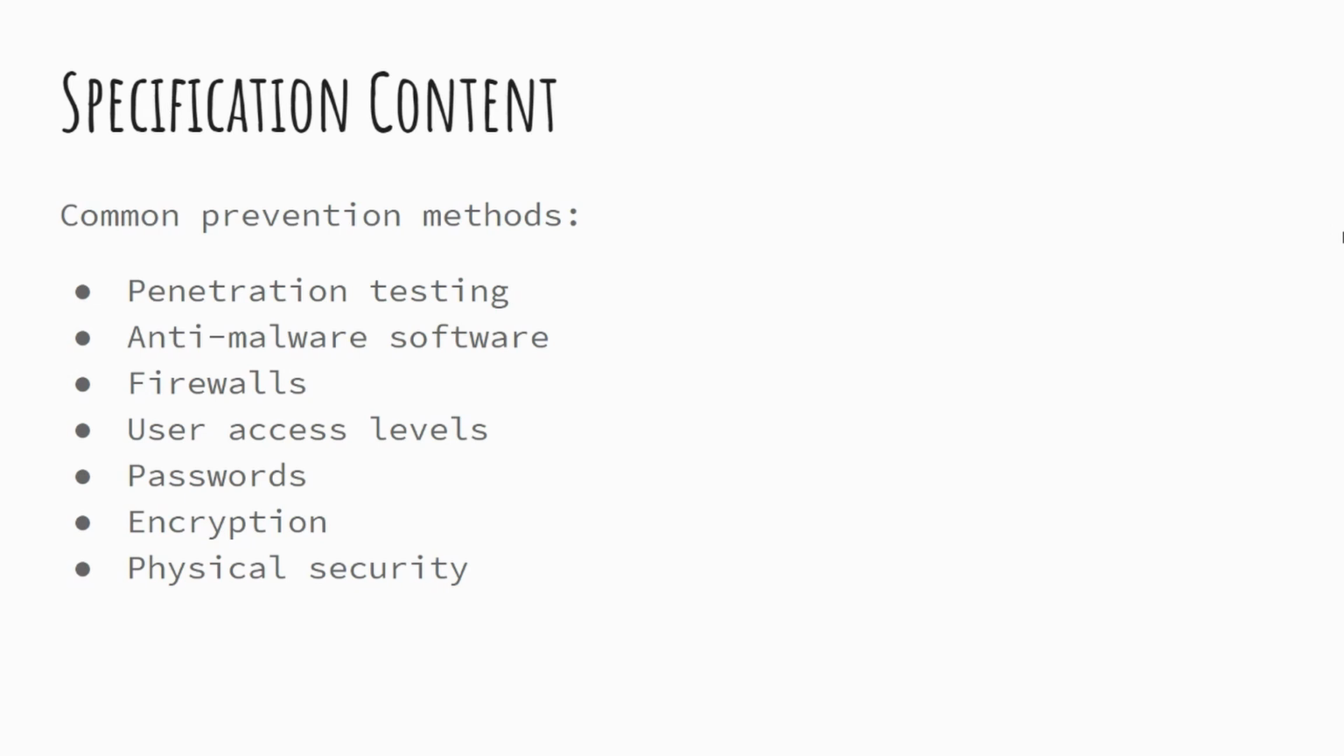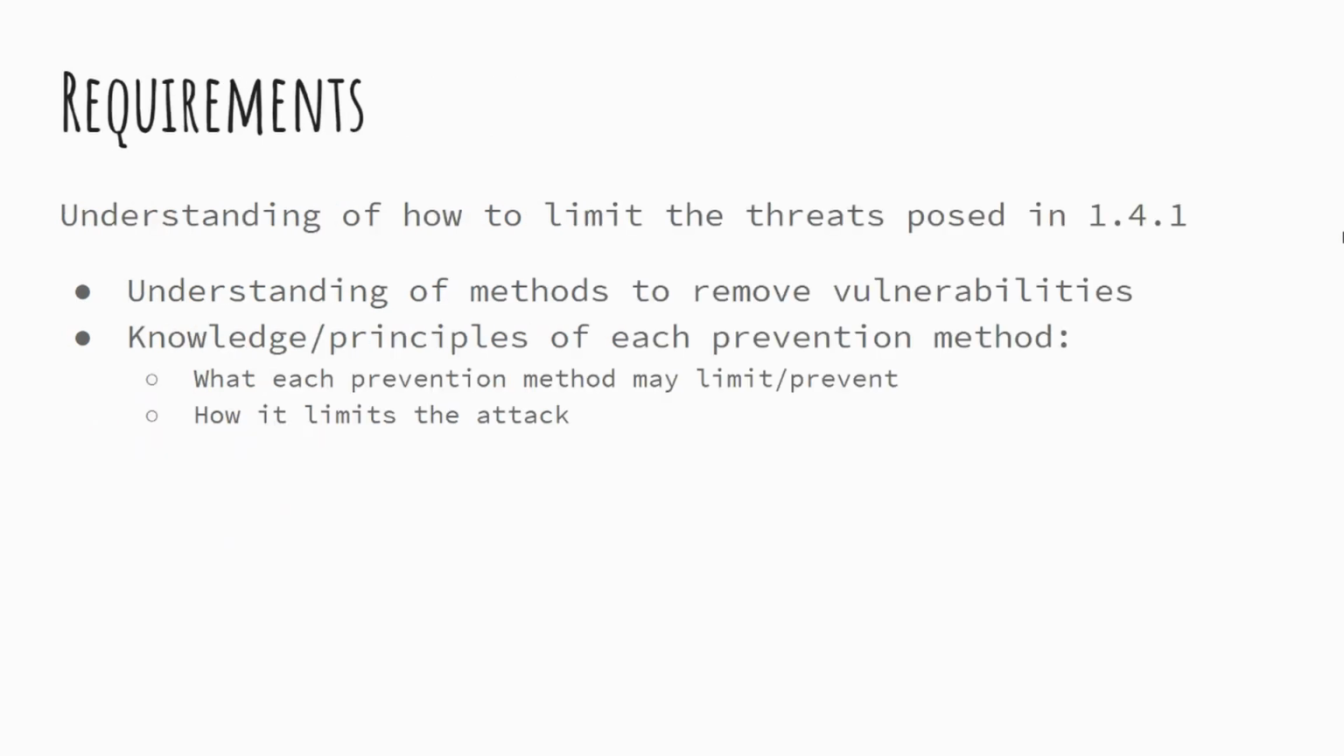Okay, so specification content. There are a few methods that we're going to look at, and we'll try to identify where these will support and help rectify any threats that are posed to our computer systems or networks. So we're going to look at penetration testing, anti-malware software, firewalls, user access levels, passwords, encryption, and physical security. I'll leave this just so you can read it for a second.